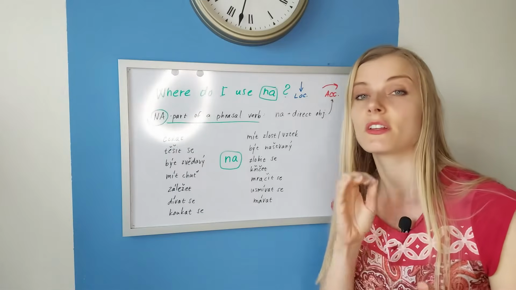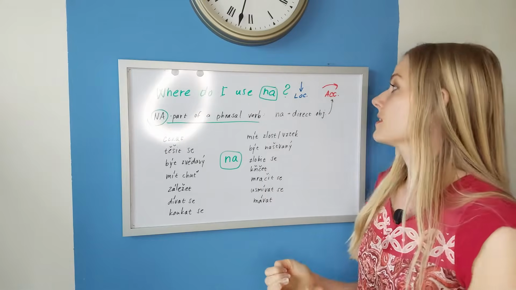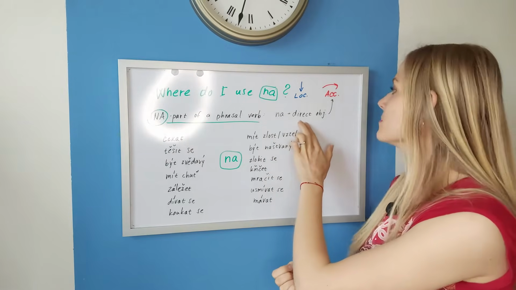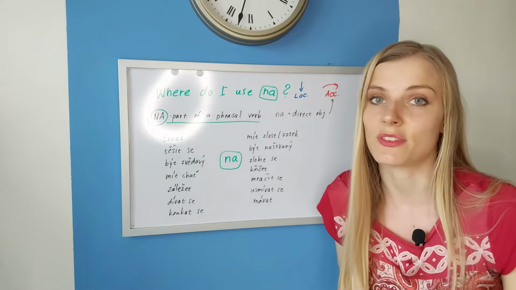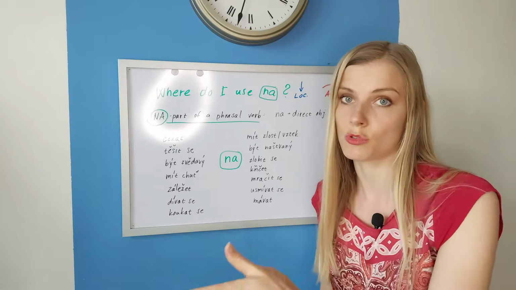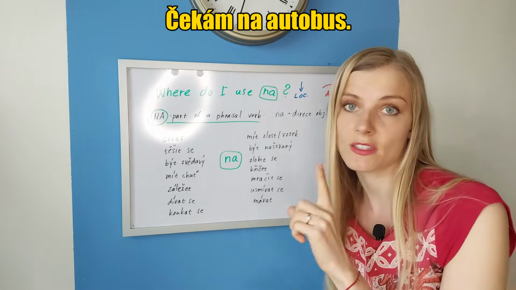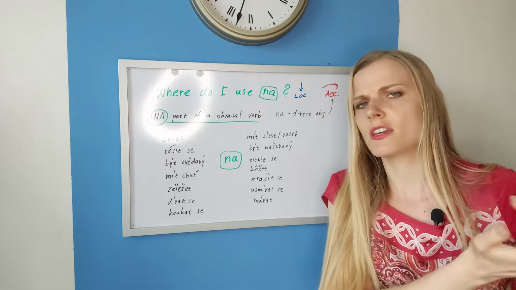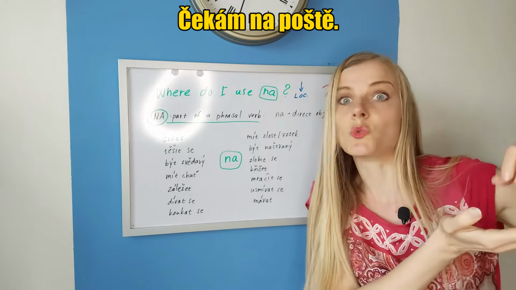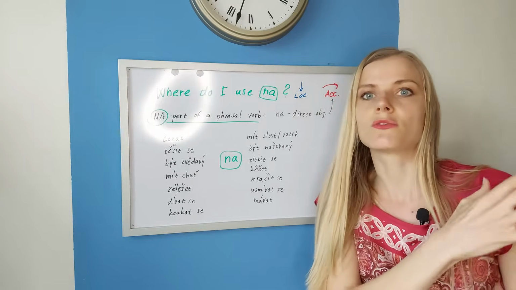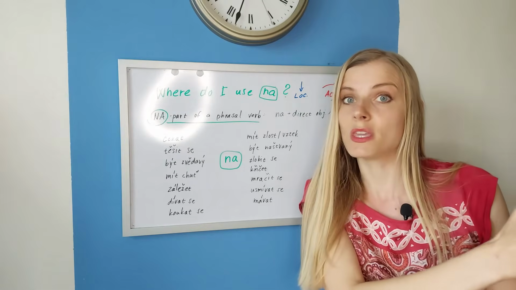When we have a phrasal verb and na, then it would be followed by a direct object, and that means the accusative case. For example, čekat na, čekám na autobus. I'm waiting for the bus. This is different than if I said čekám na poště, because na poště is a location. I'm speaking about where I'm waiting, so logically I am not waiting for the post. It would be a different meaning.